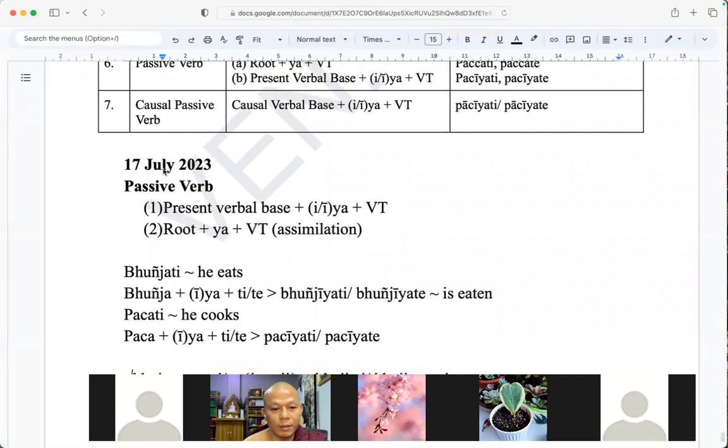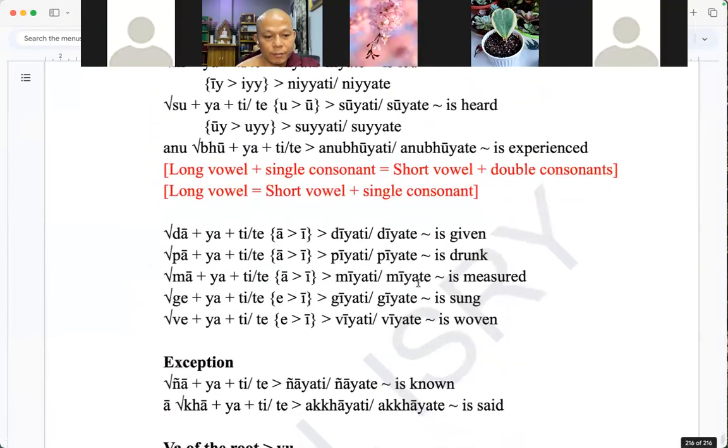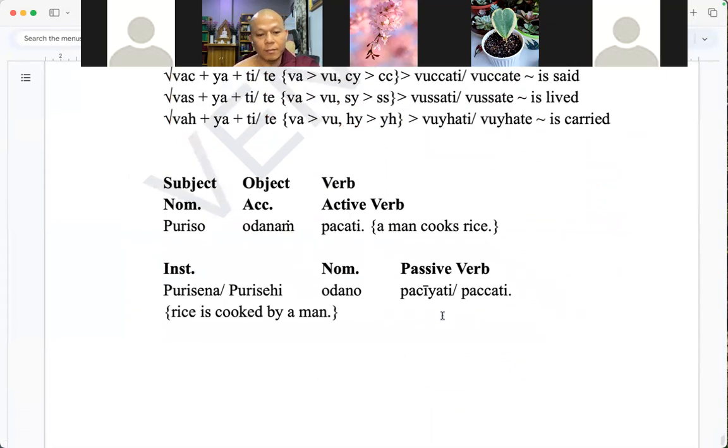Okay, Damadra. Bante, just go back to Purisena and Purisehi. Purisena and Purisehi. Maybe Bante can add rice is cooked by the man and by men also. Right. Thank you, Bante.